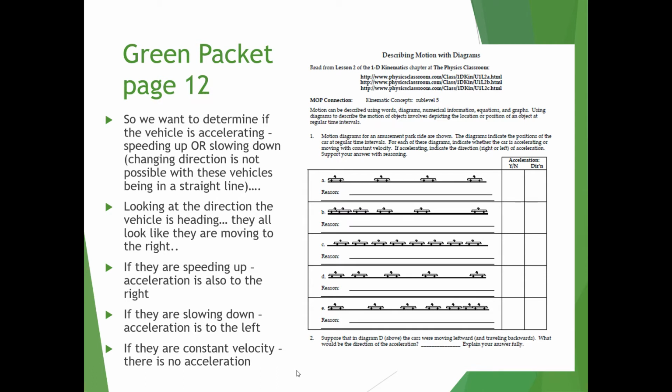For accelerating, remember we're paying attention to if it's speeding up or slowing down. Both of those we are referring to as acceleration. Since they're traveling in a straight line, you really don't have the third possibility of changing directions. If we take a look at the little pictures, it looks like they're all heading to the right. That's my best guess looking at those little pictures and the people. If they're speeding up, the direction of the acceleration will also be to the right. If they're slowing down, the direction of their acceleration would be to the left. And if they are traveling at constant velocity, there is no acceleration.